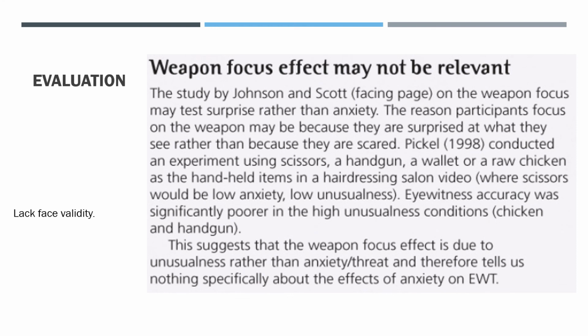So actually what they found was that eyewitness testimony, the accuracy of it, was a lot poorer in the high unusualness condition. So the chicken, they couldn't remember much because the focus was upon that chicken. That suggests, because there was a higher level of accuracy in the scissors condition and the wallet, that weapon focus is due to the unusualness or level of surprise rather than anxiety. So that means that it lacks face validity. Now, face validity is the extent to which something is testing what it says it's going to. So the study is saying that it's testing weapon focus and anxiety, but actually it might be studying the unusualness or level of surprise. So that is a weakness.